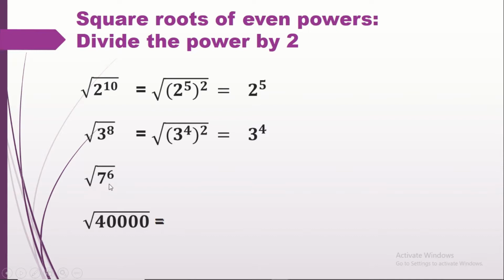The same here, radical 7 to the power 6. We can divide 6 by 2. We get 3. So it's radical 7 to the power 3, all squared. The square cancels the radical. What remains? 7 to the power 3. Now what about this example?